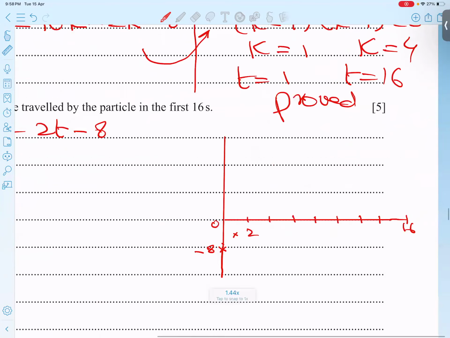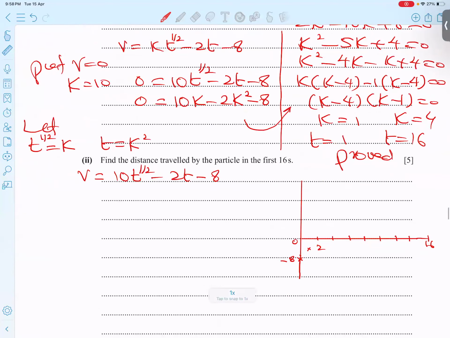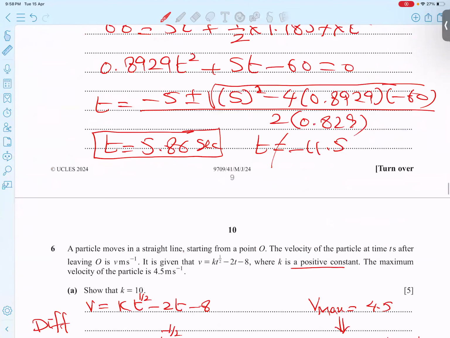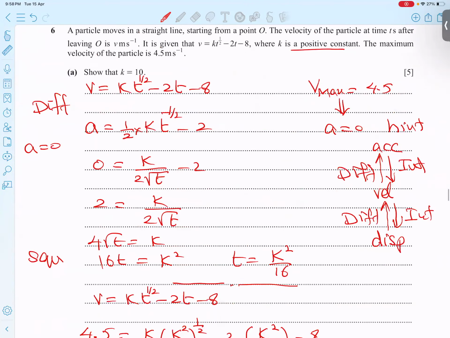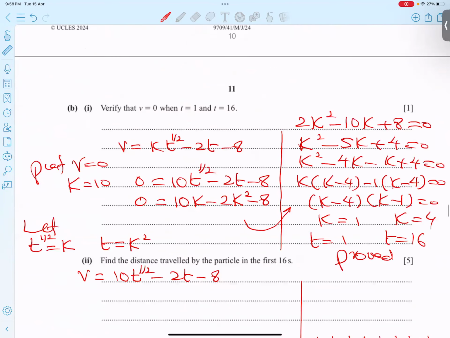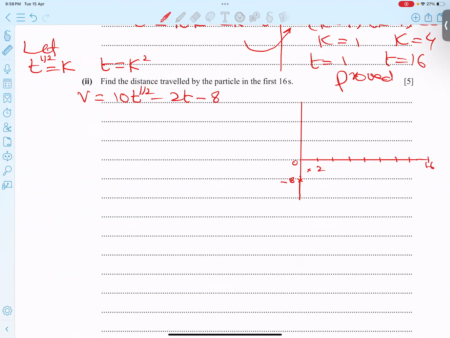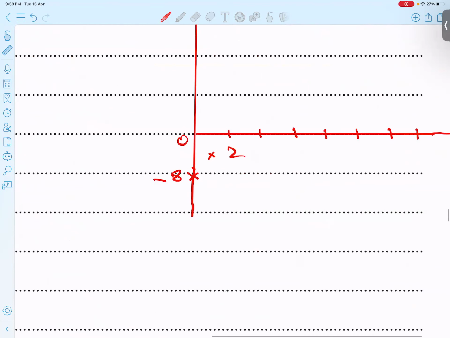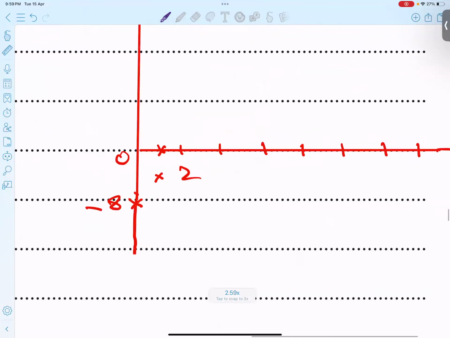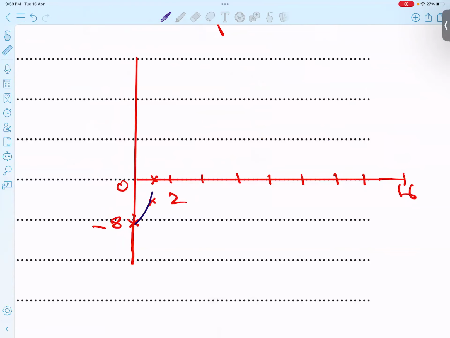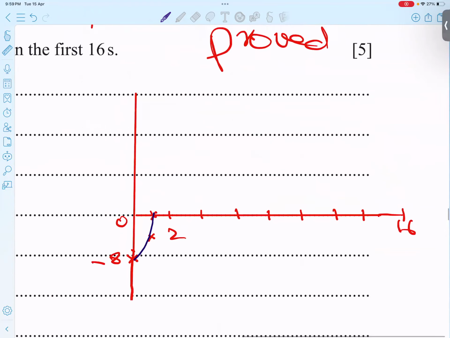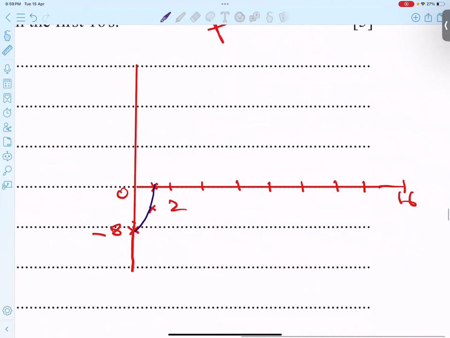Okay, students, let me recheck. The equation I copied correctly. 10 to the power half, okay, correct. So then when I plug in 1 in place of everything, 10 times 1 to the power half, minus 2 times 1, and minus 8, I'm getting 0. It means at 1, I'm getting 0. So the graph is coming like this. First the graph goes this way, and then it is coming approximately like this.